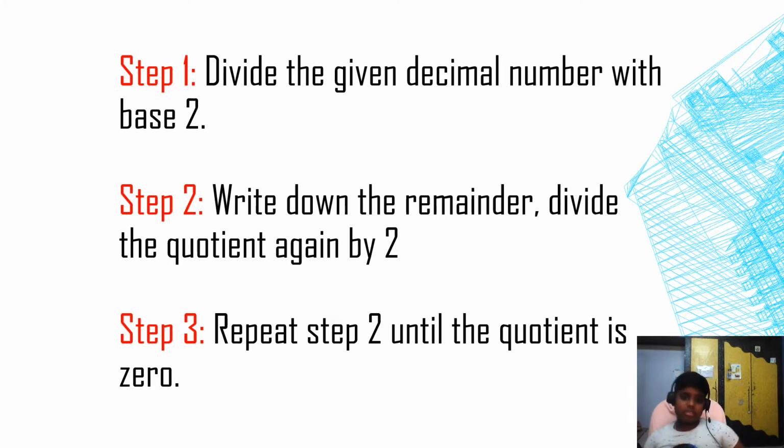And step 2 is that you have to write down the remainder and divide the quotient again by 2. It's simply like the LCM process. You write the number, divide it by 2, write the remainder, again divide the quotient by 2, write the remainder, and again divide it by 2, and you have to do the same process until you get the quotient as 0, right? In the LCM method, you put the number, you put the divisor here, and you write the quotient here and the remainder here, like this. You have to do it until you get the quotient as 0. So let's see an example.